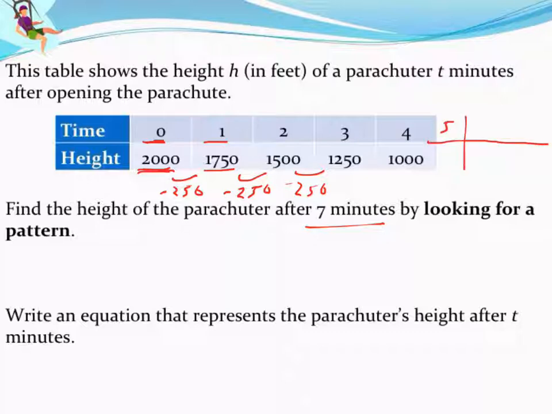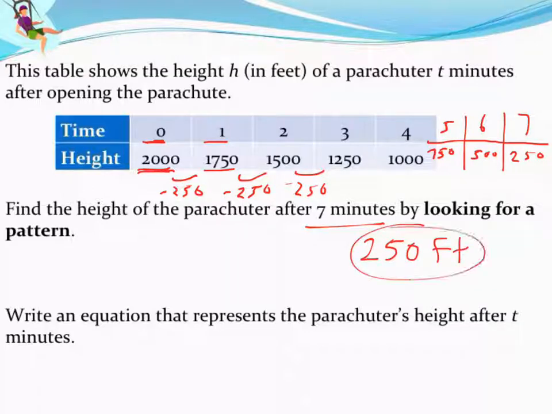After 5 minutes, after 6 minutes, and 7 minutes, and so on. So I'm going to keep subtracting 250, assuming that pattern continues as she's descending in her parachute. So after 5 minutes, she's 750, 6 minutes must be 500, and 7 minutes must be 250 feet above the air. So not a very difficult question to answer by any means.